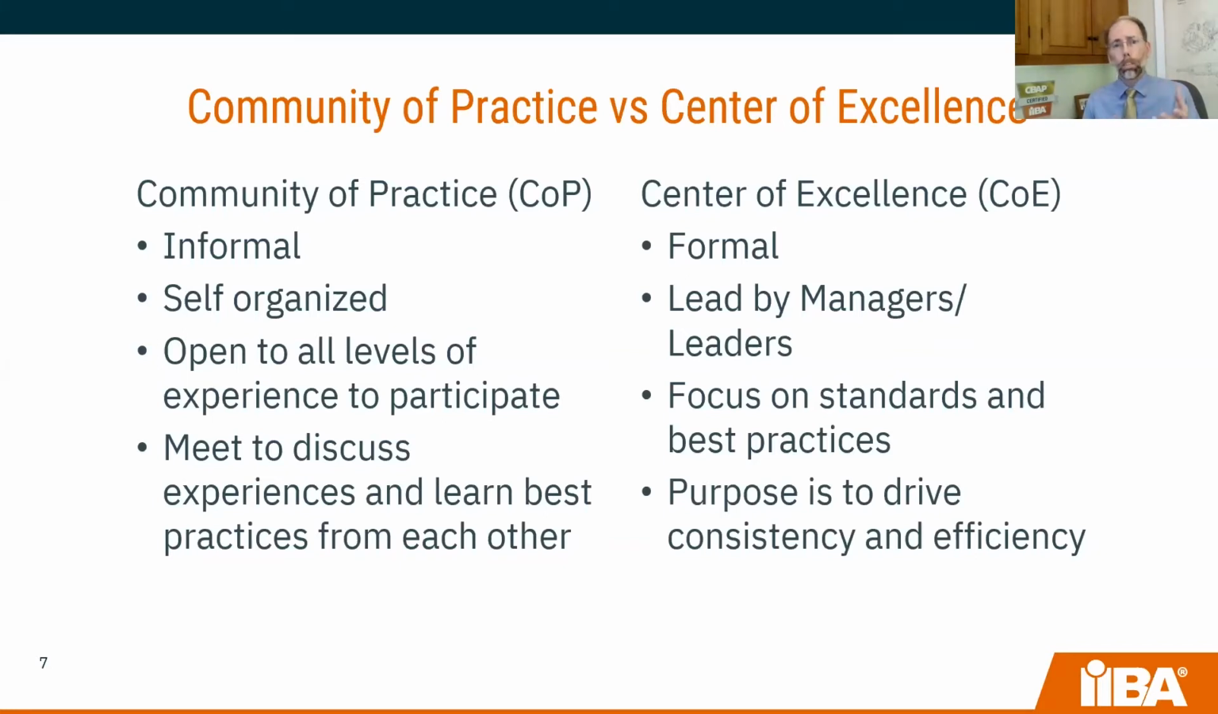A community of practice is something that's more of an informal grouping of people coming together and learning about best practices from each other. Whereas a center of excellence is typically put together by managers and leaders. It's formal in the structure and focuses on standards and best practices. The purpose of the Center of Excellence really is to drive consistency and efficiency. And you might find it more in large organizations than smaller ones.